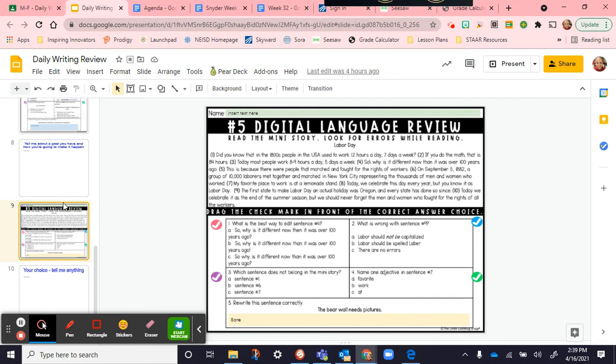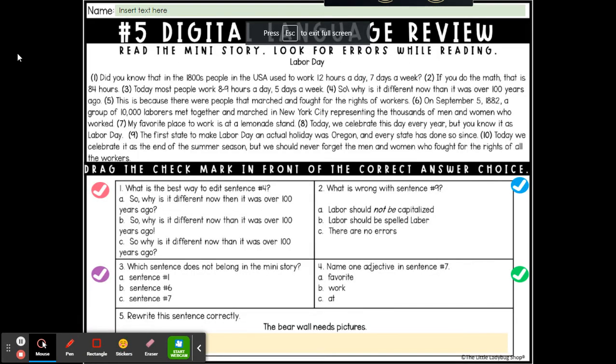All right, so all the way down at the end on page 9, it says, did you know, this is a story about how Labor Day got started. So did you know, or why we have Labor Day, did you know that in the 1800s, people in the USA used to work 12 hours a day, 7 days a week? If you do the math, that is 84 hours. Today, most people work 8 to 9 hours a day, 5 days a week. So why is this different than it was over 100 years ago? This is because there were people that marched and fought for the rights of workers.